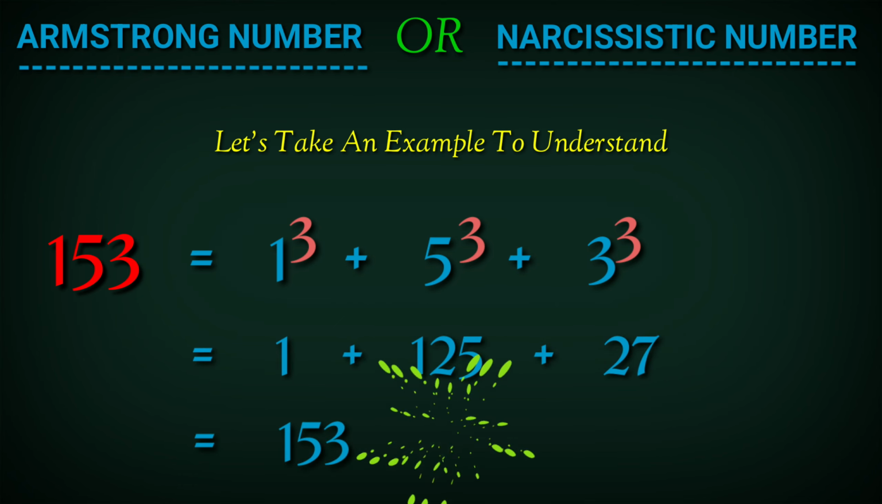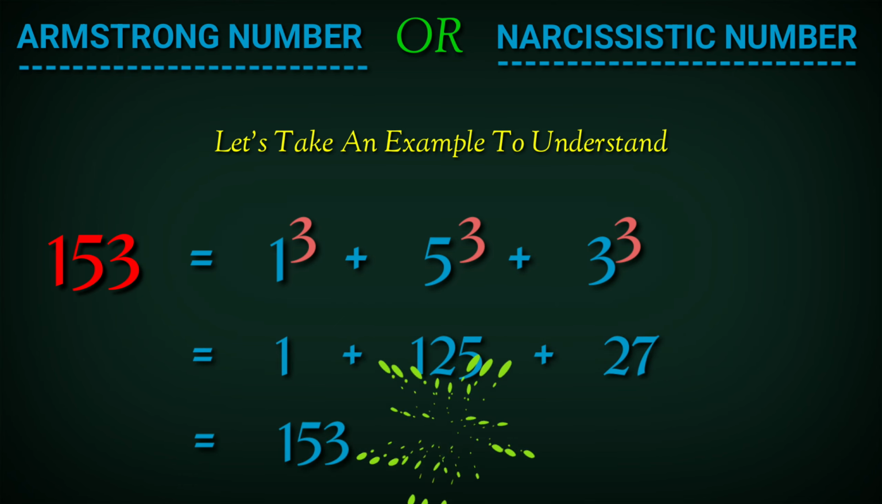Now, someone can have a doubt or a query: can a 4-digit number be an Armstrong or narcissistic number? Then the answer is yes, 1634. Now let's do the same operation again. Means we have to do the summation of the fourth power of each digit like this.